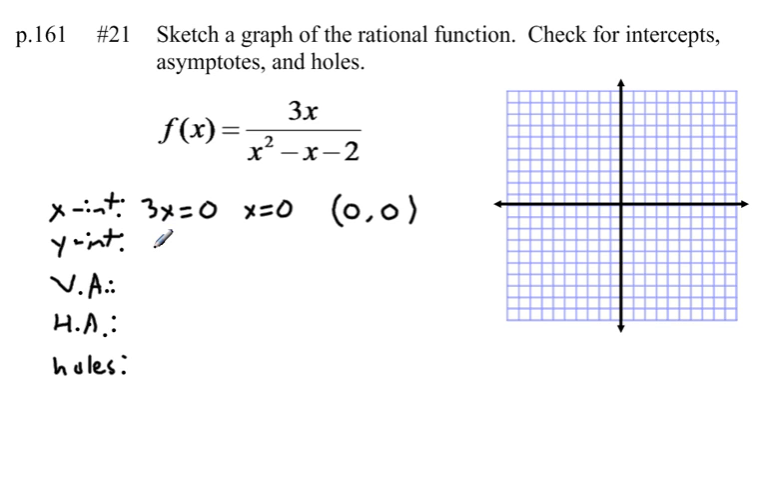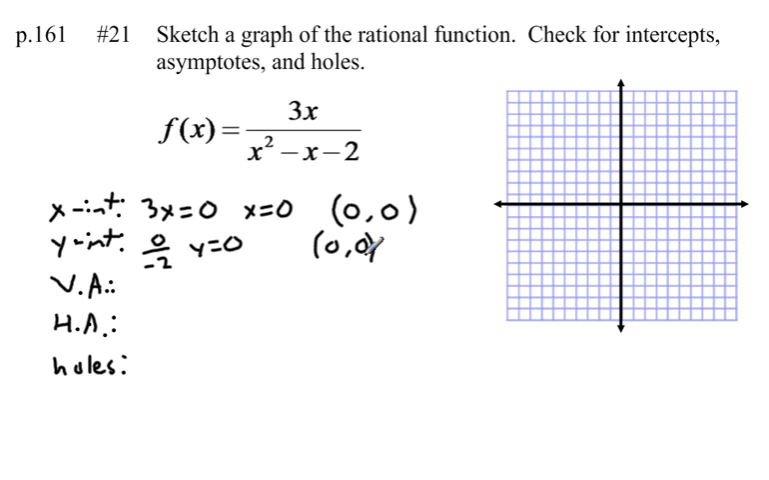Okay, to find our y-intercept. Y-intercepts are where the graph goes through the y-axis. All these points are 0 comma something. So to find y-intercepts, we plug 0 in place of x, and see what we get for y. If I plug 0 in place of x, I get 3 times 0, or 0, over 0 squared minus 0 minus 2, or negative 2. So the y value I get is 0, which makes sense. When x equals 0, y equals 0. So my x-intercept and y-intercept are the same point, goes through the origin.